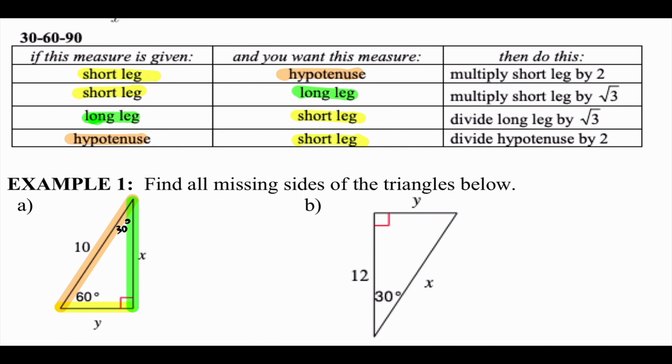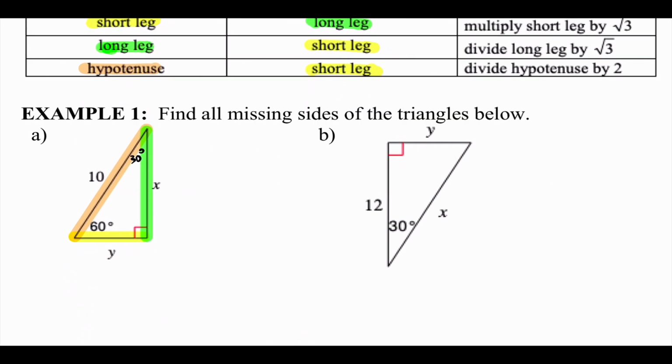So it doesn't matter which one you find, the green or the yellow. I know the hypotenuse, so let me go to my list of givens. I'm given the hypotenuse, right? I know this, the orange is 10. So if I know the hypotenuse and I want to find the short leg, I'm going to divide the hypotenuse by 2. I'm going to take the hypotenuse and divide it by 2, and that will be the short leg. So the short leg is right here. 10 divided by 2, you get 5.